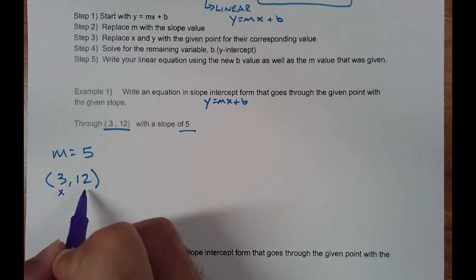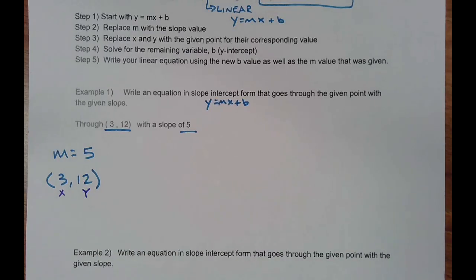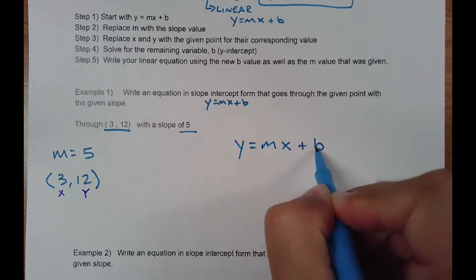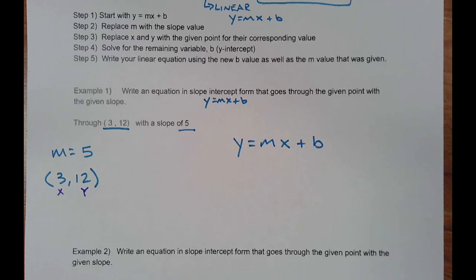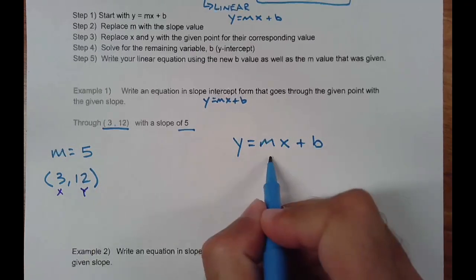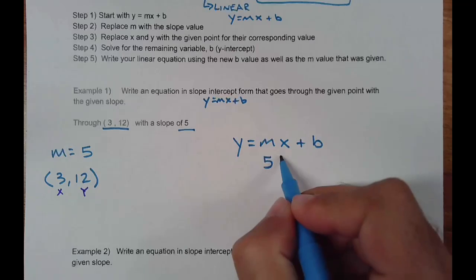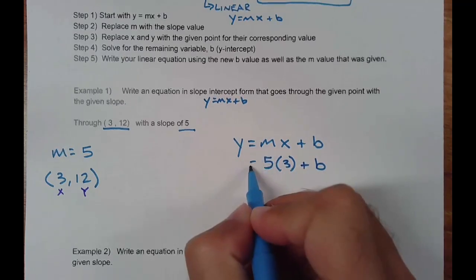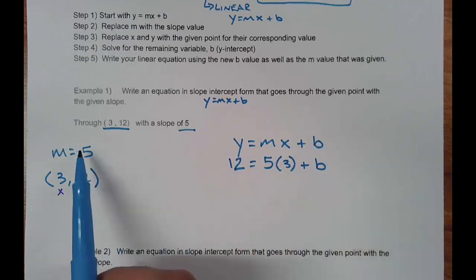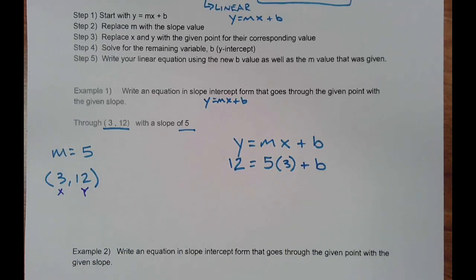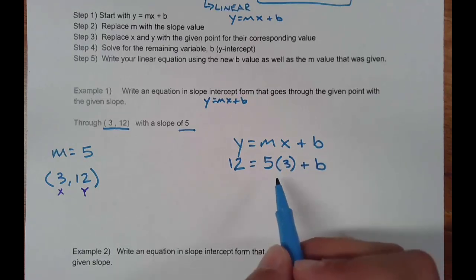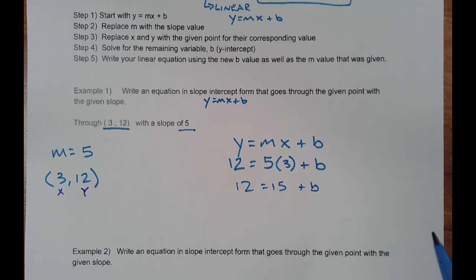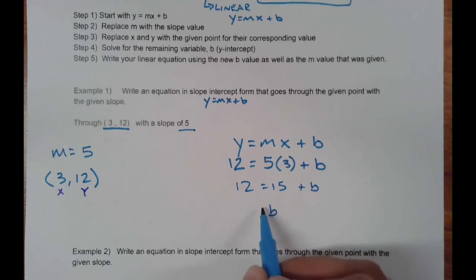I'm just going to label this x and this y. And I'm going to start with my equation, y equals mx plus b. From here, I'm going to substitute the values I know. I know m is 5, so I replace m. I know x is 3. I know b doesn't exist yet; I'm looking for it. I know y is 12. So 5 times 3 becomes 15. So 12 equals 15 plus b. Subtract 15 on both sides, and b is equal to negative 3.